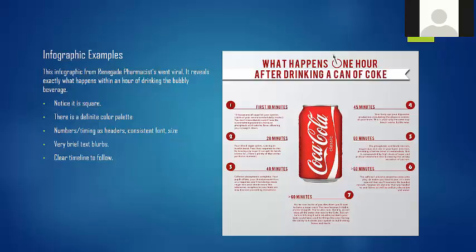So here it is square, so it's shorter, it's concise. There's a color palette. You know, every heading's the same color. Every number is the same color. It's the same font. There's brief text blurbs. I'm sure that they could have provided way more content at each number here, but they didn't. They chose the most important 1 or 2 sentences. And there's a clear timeline. You start with 1, you end in 7, you know? So it's very easy to understand this infographic.